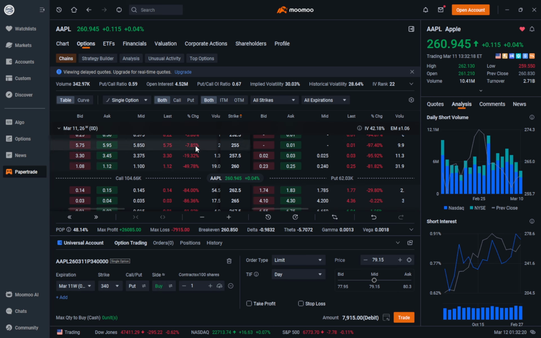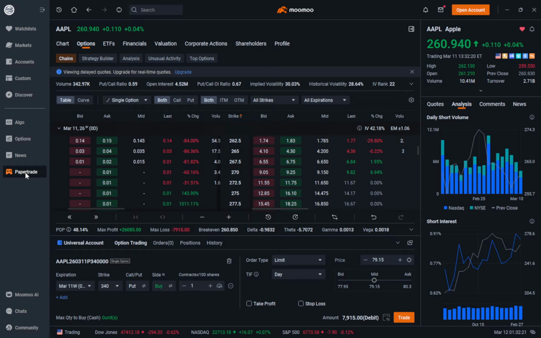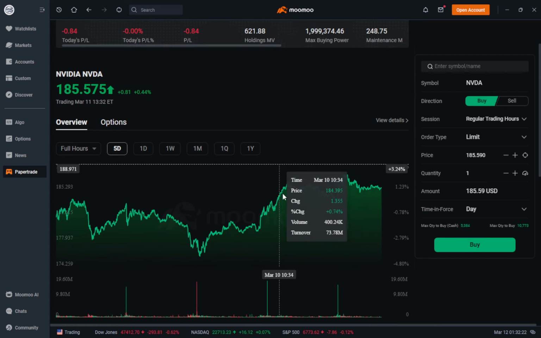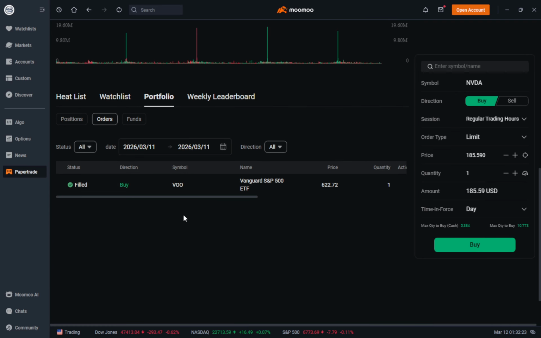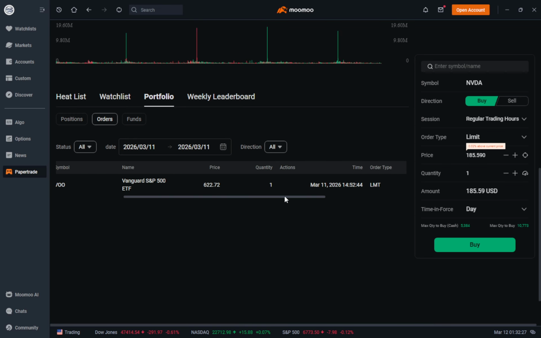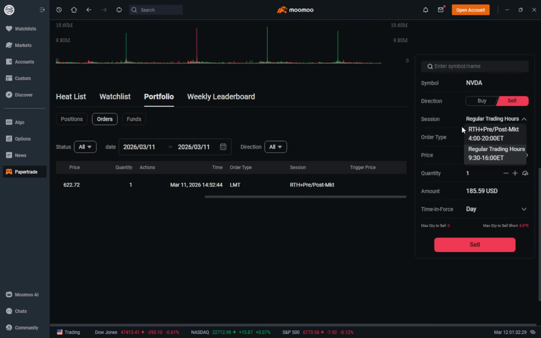Inside paper trading, you can practice the core skills that matter. Try buying and selling stocks to get comfortable with the order ticket and position management. Explore options trading if it's available to you, so you can learn how contracts, strikes, and expirations work. This is also the perfect space to test trading strategies, from simple trend following to more structured approaches, and to learn the differences between order types like market and limit.